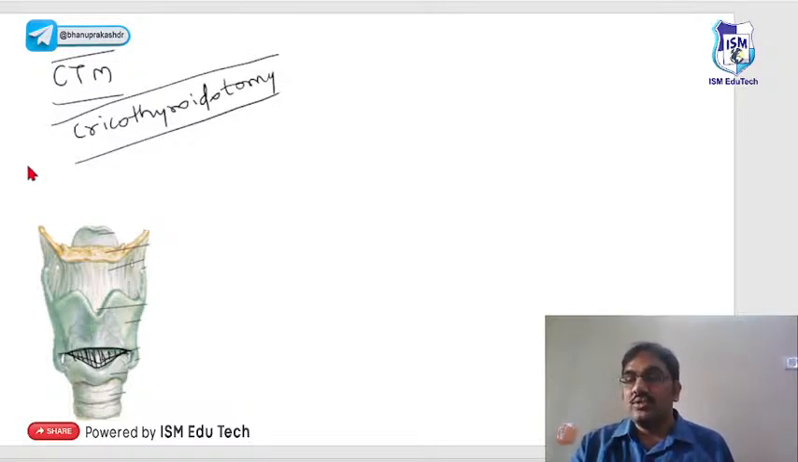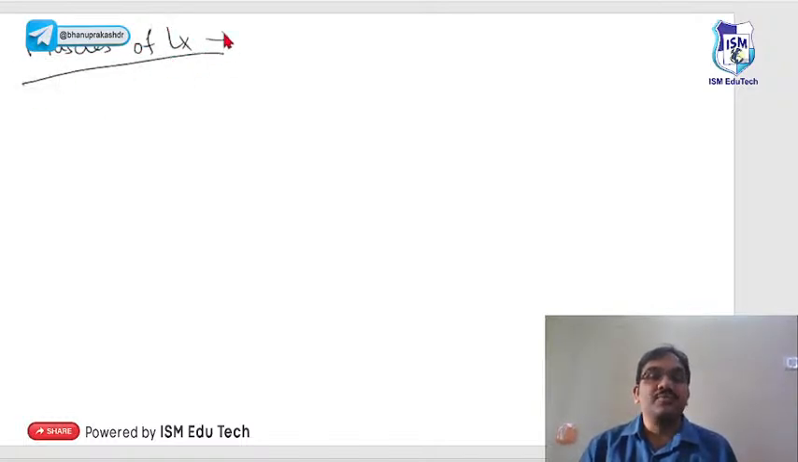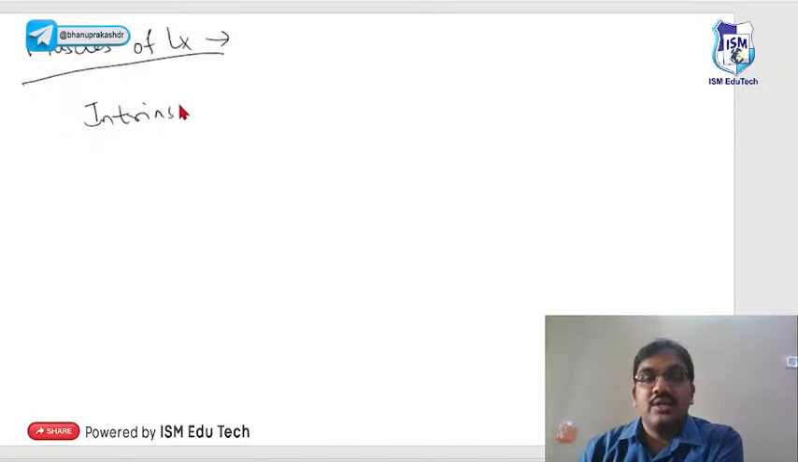Clear. And coming to the muscles of the larynx. Till now we have studied all the cartilages, all the ligaments, all the membranes, and their related conditions. Now we will come to the muscles of the larynx. There are intrinsic muscles of the larynx and extrinsic muscles of the larynx. What do you mean by intrinsic muscles of the larynx? Muscles that connect the structures of the larynx itself.